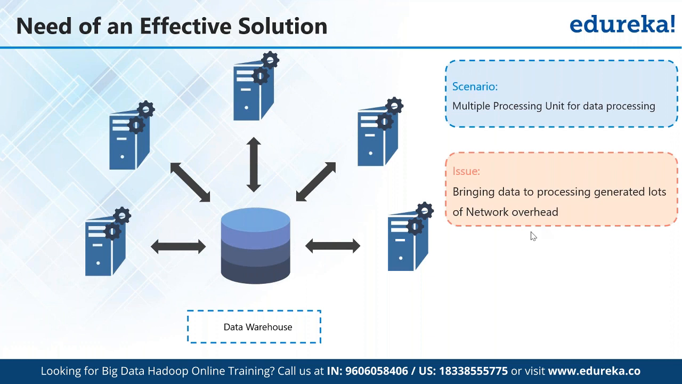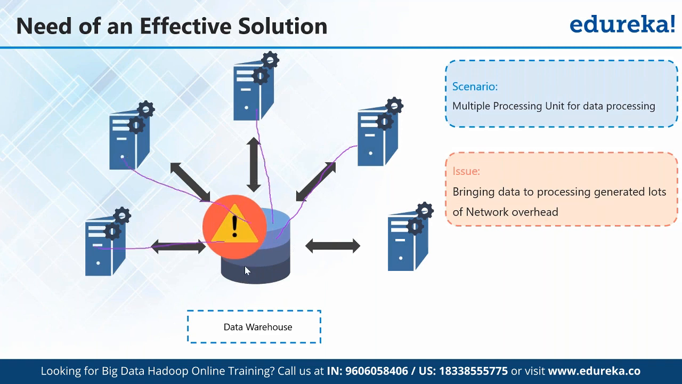Okay, now what is the issue here? The issue is that bringing data to processing generates a lot of traffic overhead. What are you doing, guys, here? You are bringing data to processing, isn't it? Because you are processing data where? In these CPUs. So data is moving out there. Data is moving from here to here. So what is happening is every time you are moving data like this.